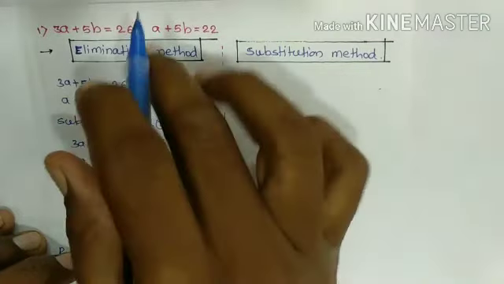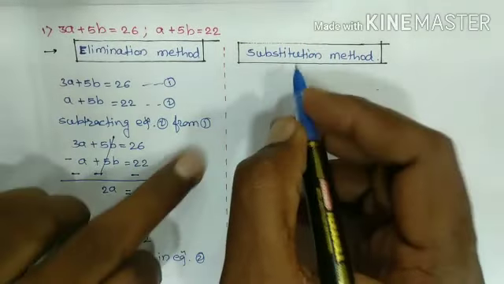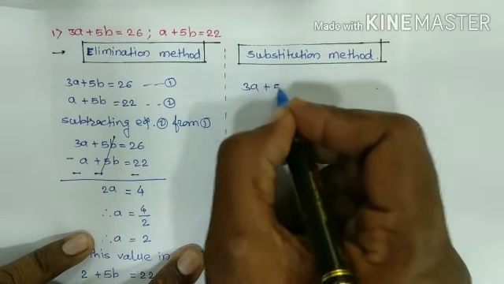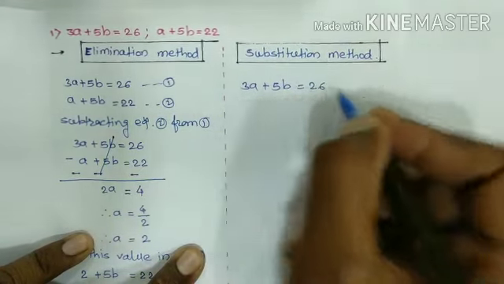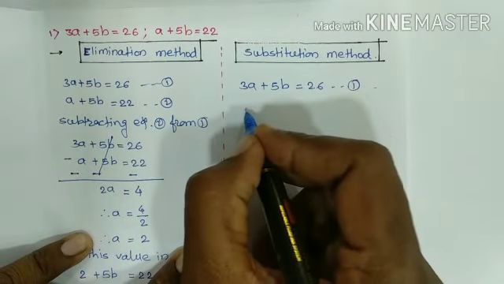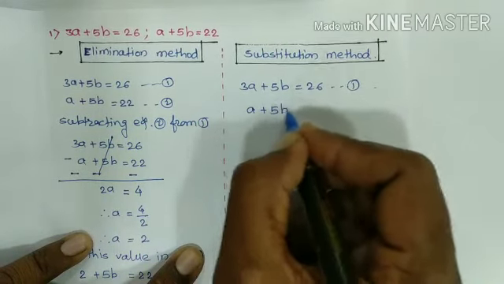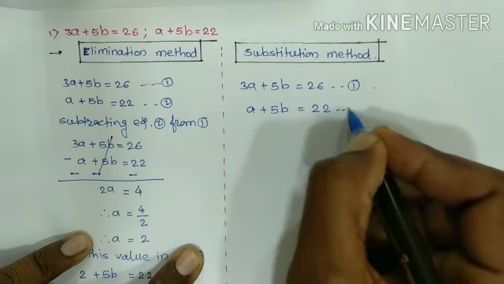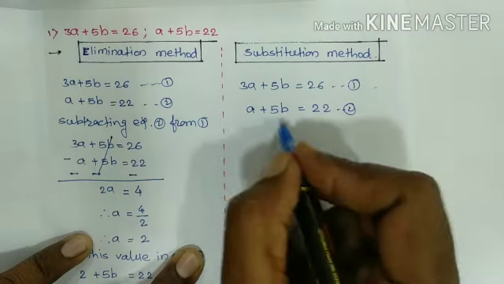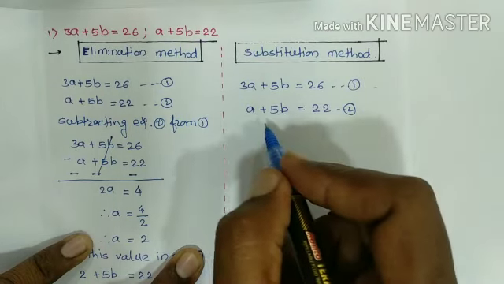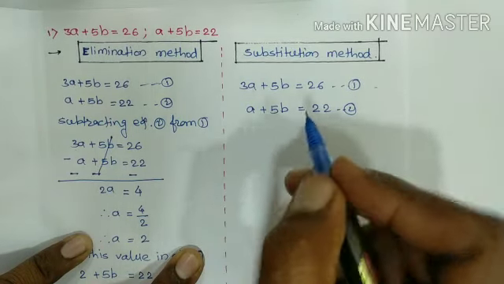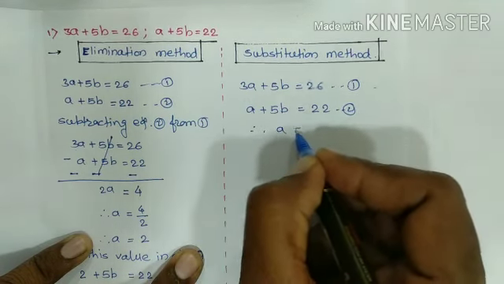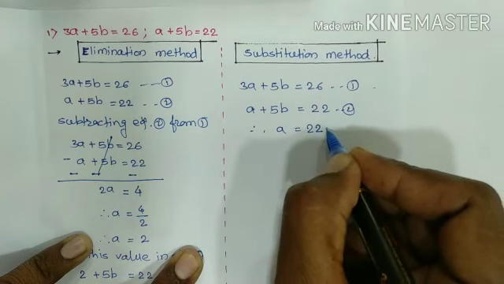Now we solve the same equations by the substitution method. Here we first write the given equations. 3a plus 5b equals 26. This is equation first. a plus 5b equals 22. This is equation second. Here we choose equation second to substitute the value of one variable in respect to another variable. Here therefore a equals 22 minus 5b.